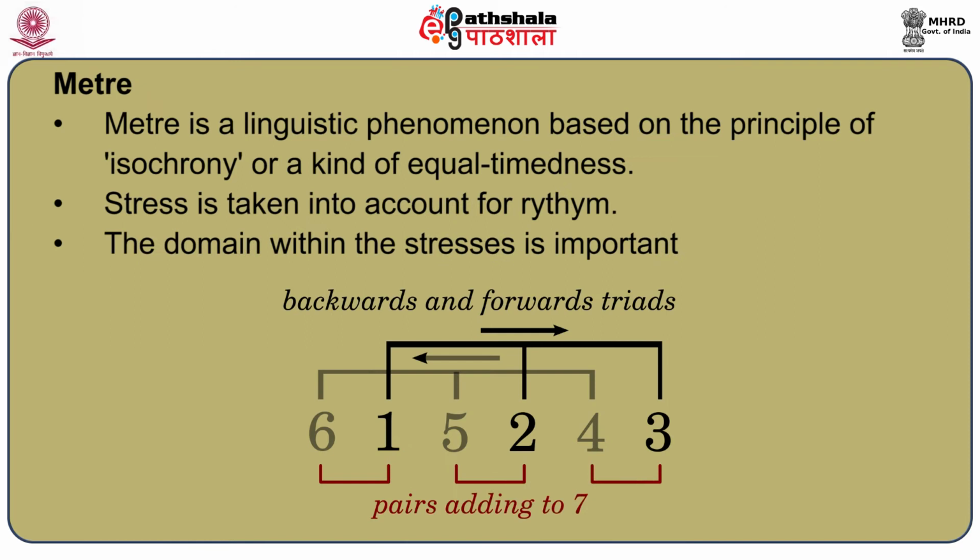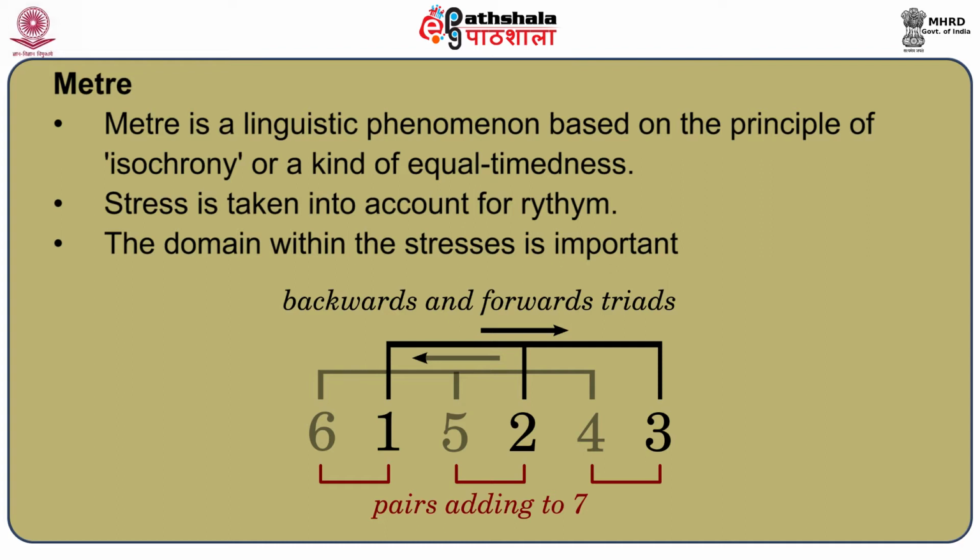We talk about meter, chanda in the Indian tradition, meter. Now meter is a linguistic phenomenon based on the principle of isochrony. Isochrony means equal timedness, like a drum beat, beating of a drum at regular intervals. So similarly, the stressed syllables would be at regular intervals. Of course, I would like to just mention in passing that English is a stress-timed language. So we take the stresses into account for the rhythm, unlike Indian languages, which are syllable-timed.